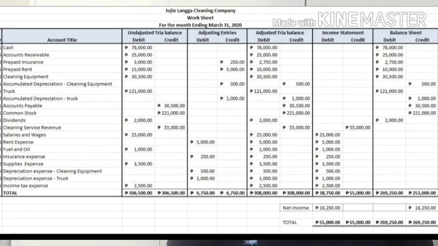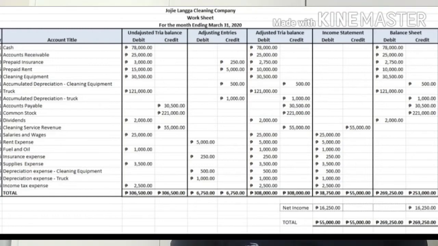Now we also have a column for the income statement. This income statement is a financial statement that includes the revenue and expense. So as of now, we will just copy the accounts that are related to revenue and also the expense. So let's go one by one.